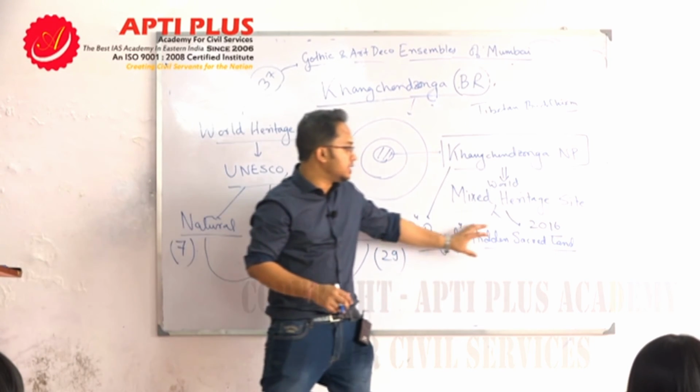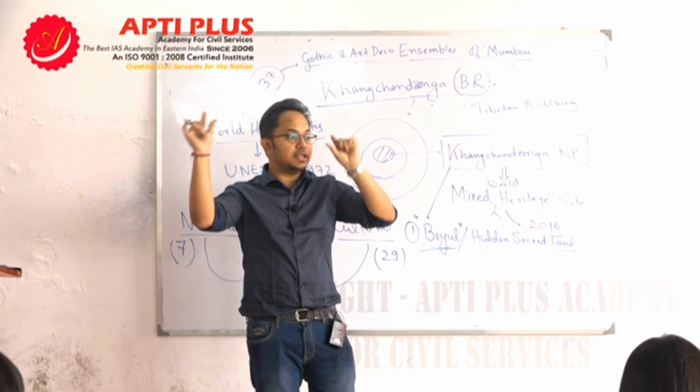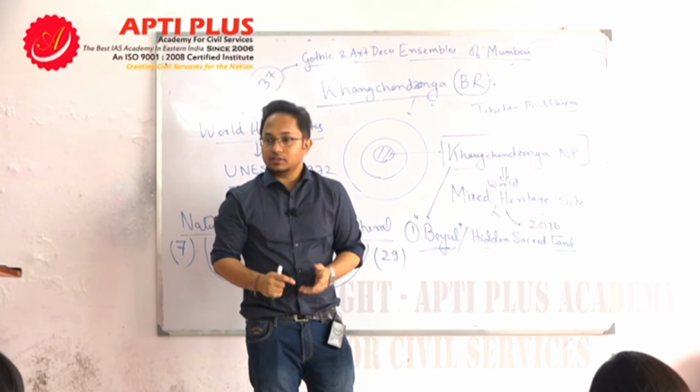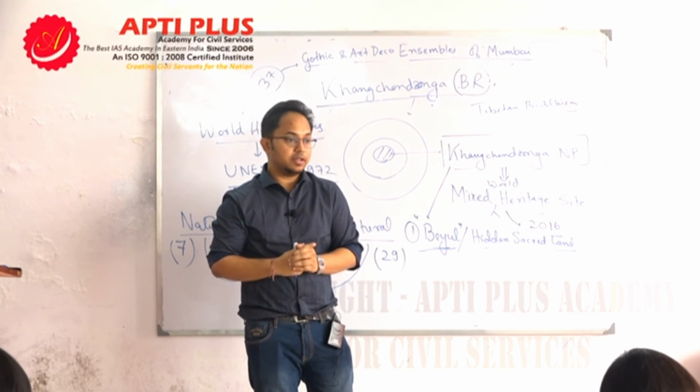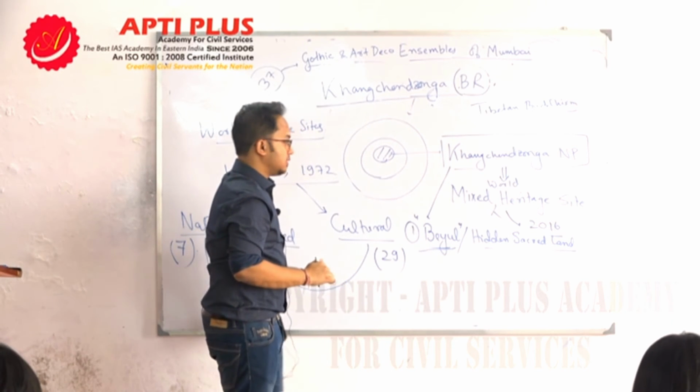Why is it called the hidden sacred land? Because it is thought that this entire Sikkim area is hidden between the ranges of the Himalayas, so it is called Beul in the religious tradition. So the first point is the cultural aspect is this.